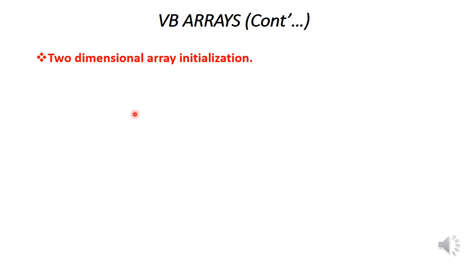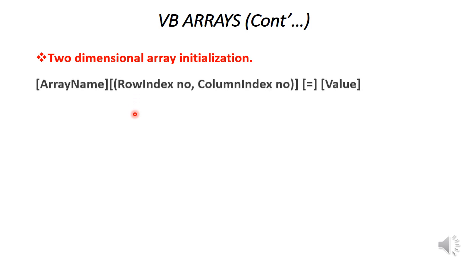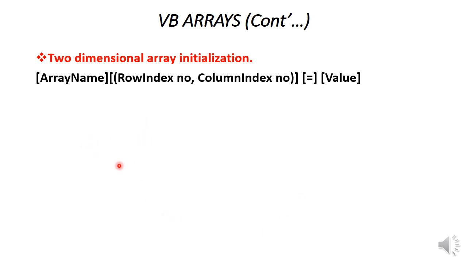Now, let us see how we can initialize and access two-dimensional array elements. The syntax is almost the same. The only difference is that a two-dimensional array has a row index number and a column index number, and we have to take all of them into consideration. So this is an example of a two-dimensional array which has been initialized to this value.